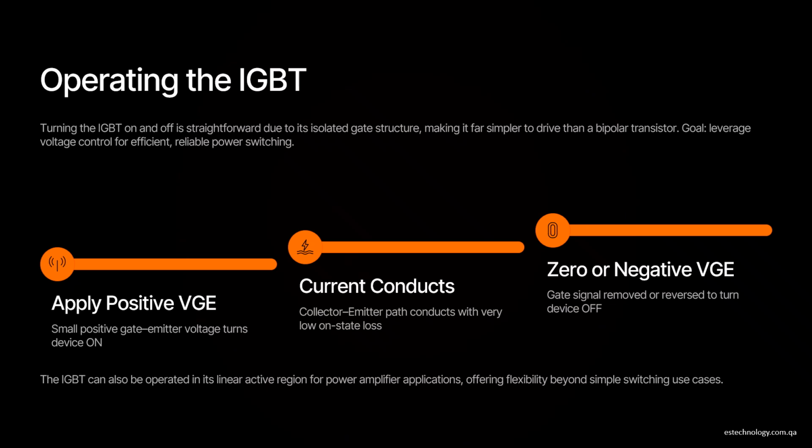The IGBT can also be operated in its linear active region for power amplifier applications, offering flexibility beyond simple switching use cases.